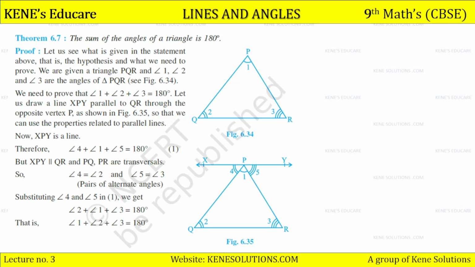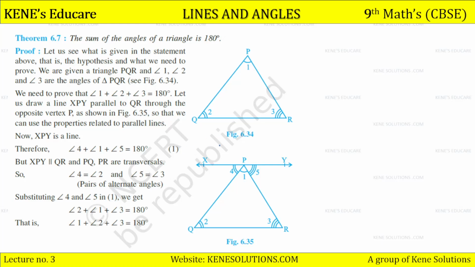Let us draw line XPY parallel to QR. What we will do here is draw XPY through the opposite vertex P, as shown, so that we can use the properties related to parallel lines. Now XPY is a line, so therefore 4 plus 1 plus 5 is equal to 180 degree.